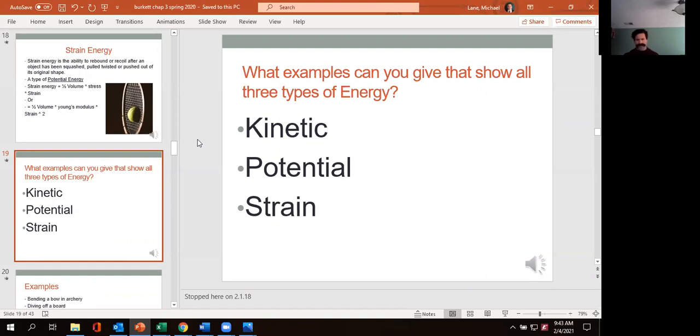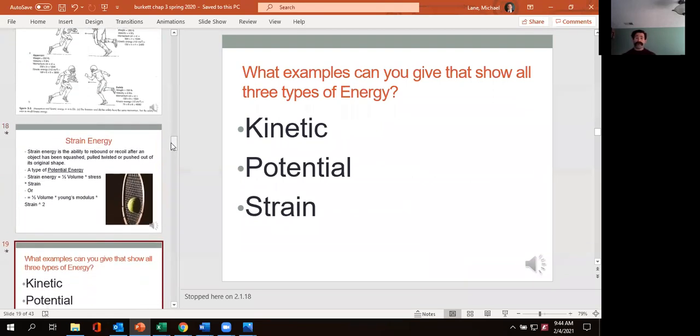So what can you guys think of would be examples, and I know you can kind of see it if I move that up, where you're going to have kinetic energy, potential energy, and strain energy, all in the same movement or performance. What can you guys think of? Anybody?